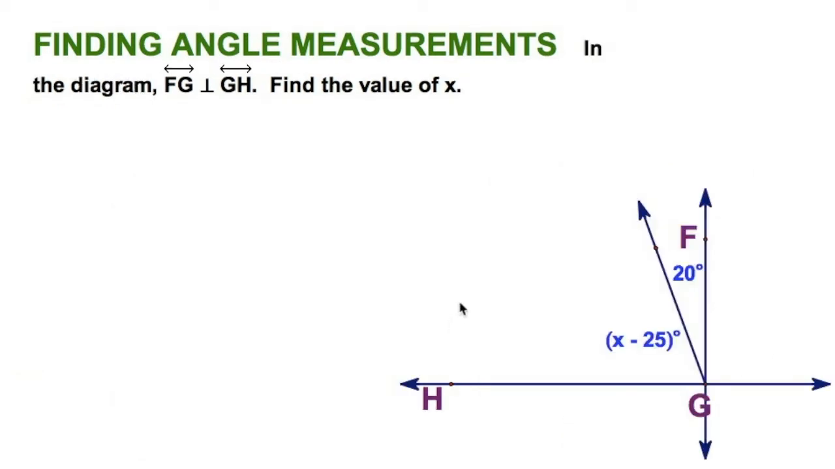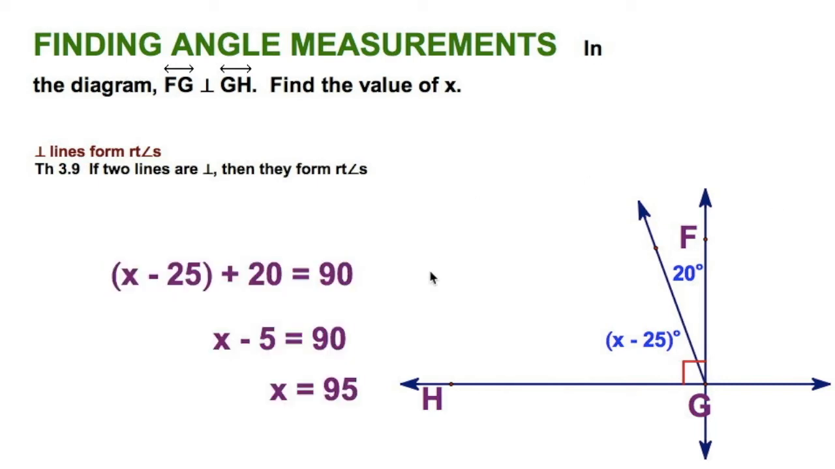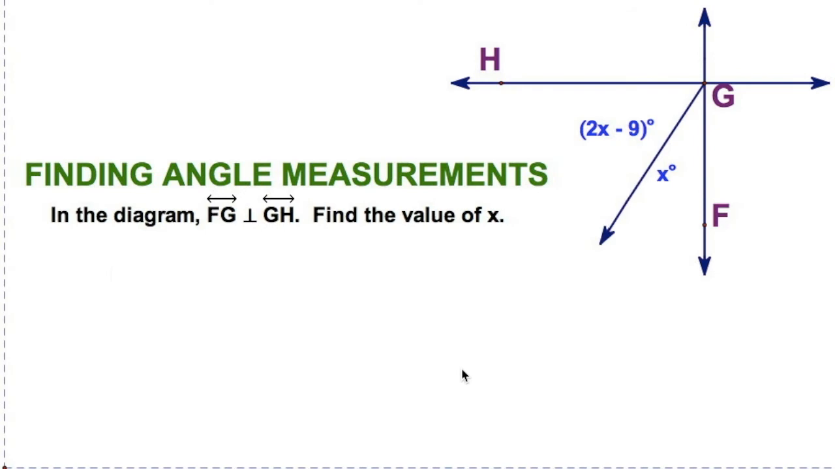How about 16? What are we going to do here? Perpendicular lines form right angles. So we've got these two angles that have to combine to 90. I guess x is 95. All right, just a little bit more. Told you we'd get through this quickly.